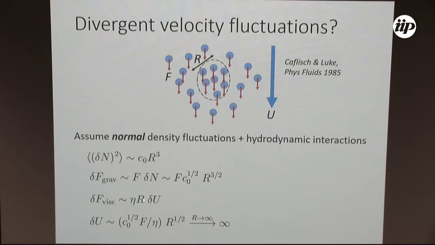This is going to be resisted by additional friction, which goes like Stokes. So it's a viscosity eta times the size of this region times the fluctuation in velocity, because again, if it's heavier, it's going to sink slightly faster. And delta U is this difference in the settling velocity. Then you can just isolate delta U, and you get that it's proportional to the square root of the window size. So as I go to larger and larger windows, this velocity fluctuation diverges.